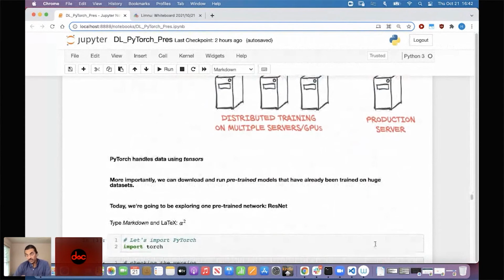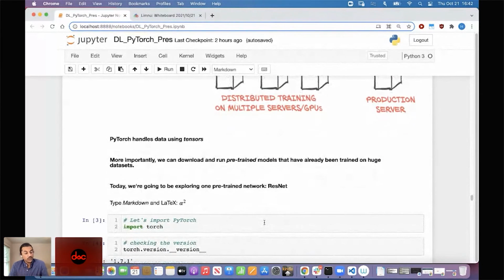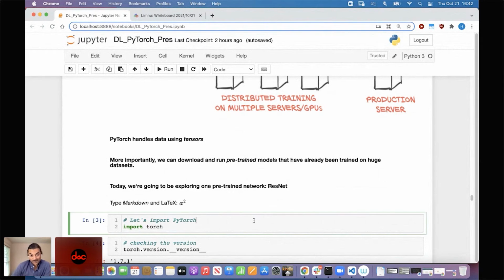Here in this part, I know we're going a little bit over time, but I'll try to keep it short and sweet. I want to show you how you can use an off-the-shelf network to do some image detection. Okay, so let's go ahead and do this.